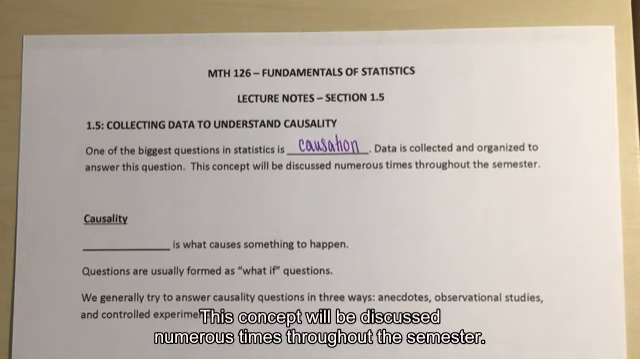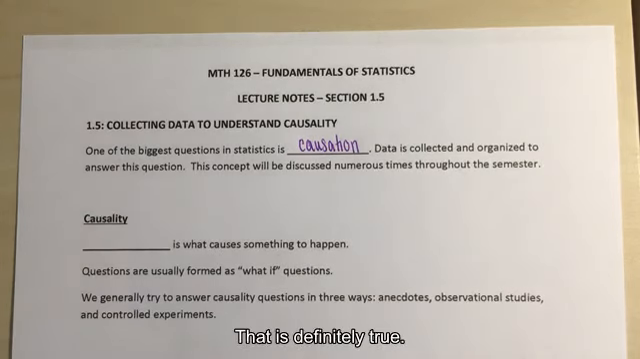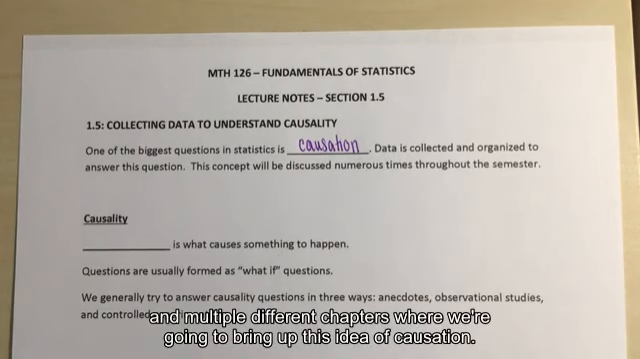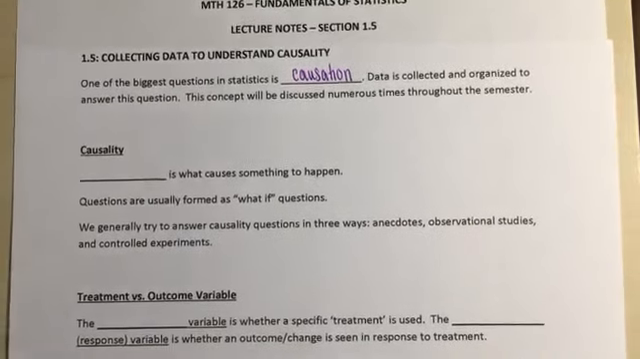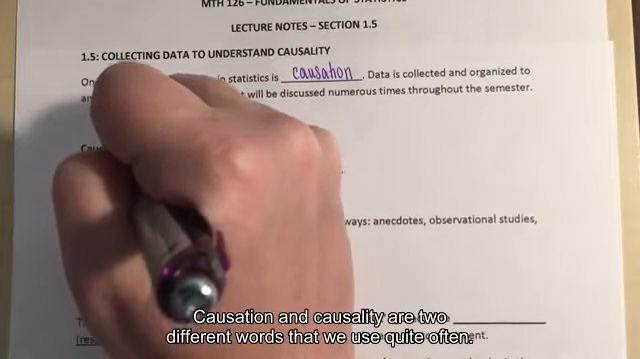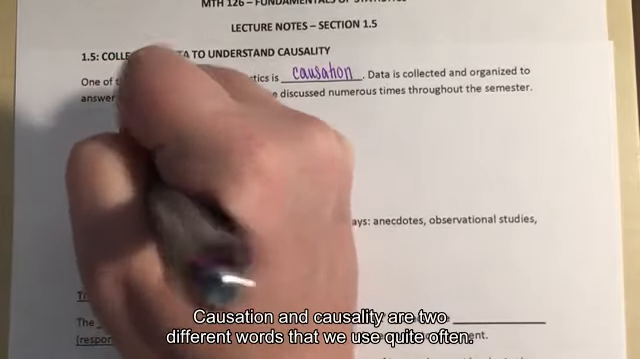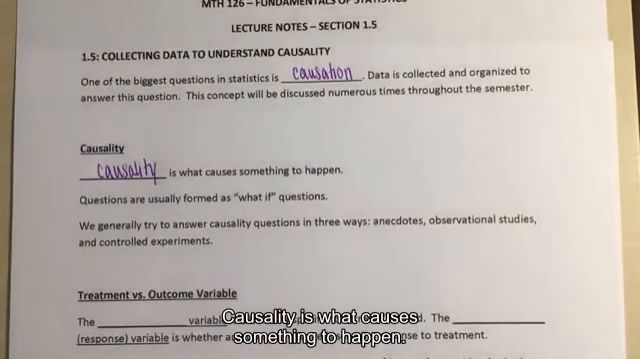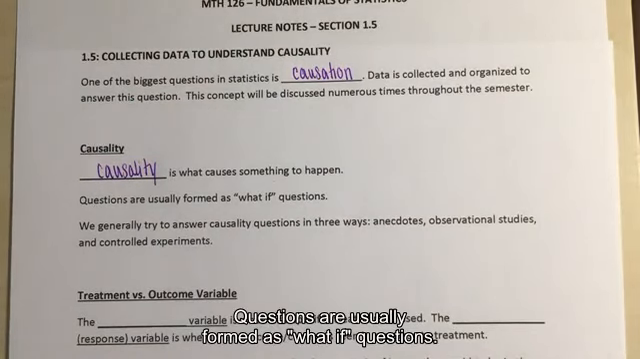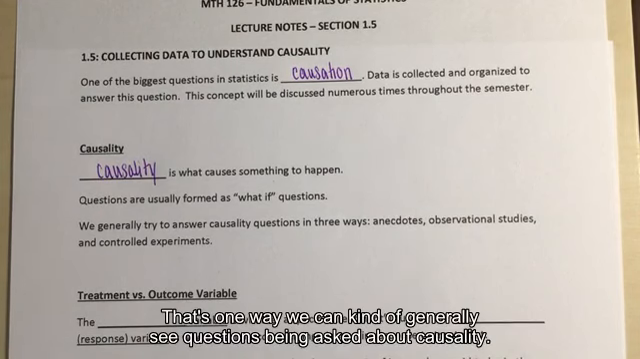This concept will be discussed numerous times throughout the semester, and that is definitely true. As we go through the semester, I can think of multiple different times in multiple different chapters where we're going to bring up this idea of causation. So causation, causality are two different words that we use quite often. Causality is what causes something to happen. Questions are usually formed as what-if questions. So that's one way we can generally see questions being asked about causality.